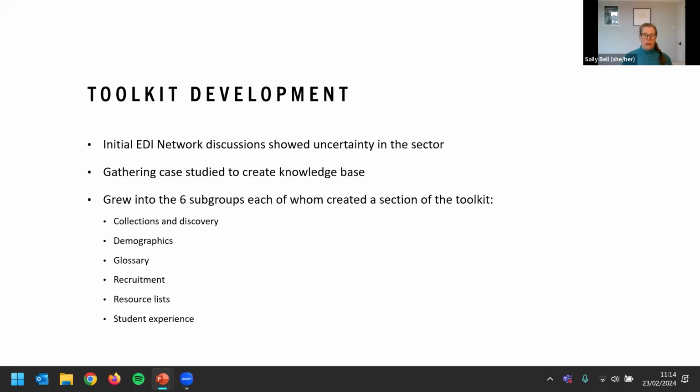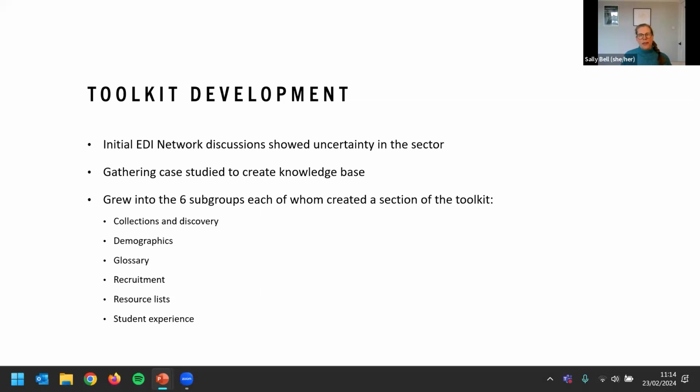When we first met and we started discussing where we wanted the network to go, what we wanted to really achieve, we had quite a large conversation about whether our focus was decolonisation or whether it went broader than that. And based on what I've just been saying about the sort of decolonial aspects, we decided that that EDI work was decolonisation work, and we needed to take in that full range, which you will see when you're looking through different areas of the toolkit.